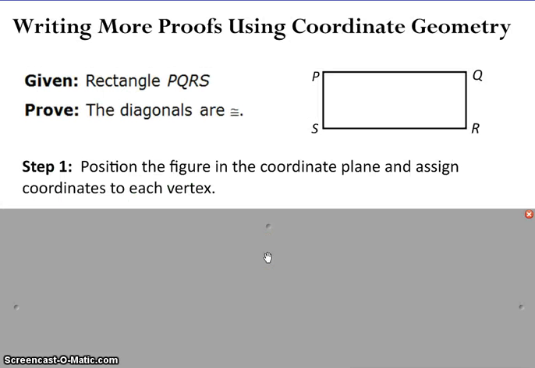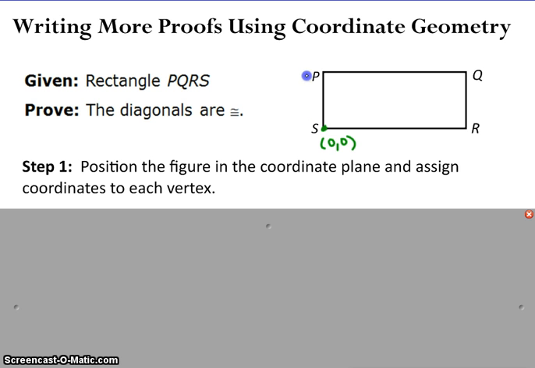Alright, so given any random rectangle, I need to prove that the diagonals are congruent. This is what I mean by saying we can take a general rectangle and prove it for every case rather than a specific case. So the first thing that we're going to do is we need to position and put this in the coordinate plane. Let's go ahead and start with point S at 0, 0.